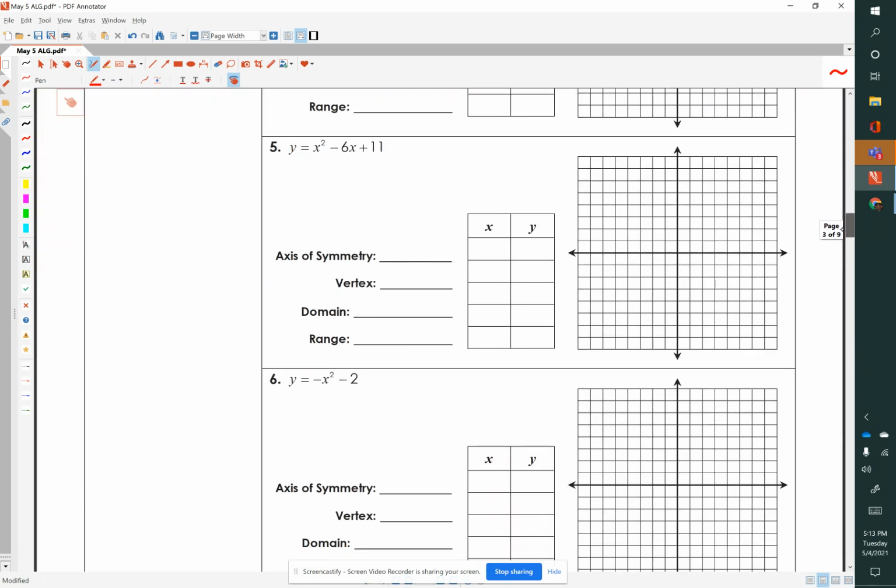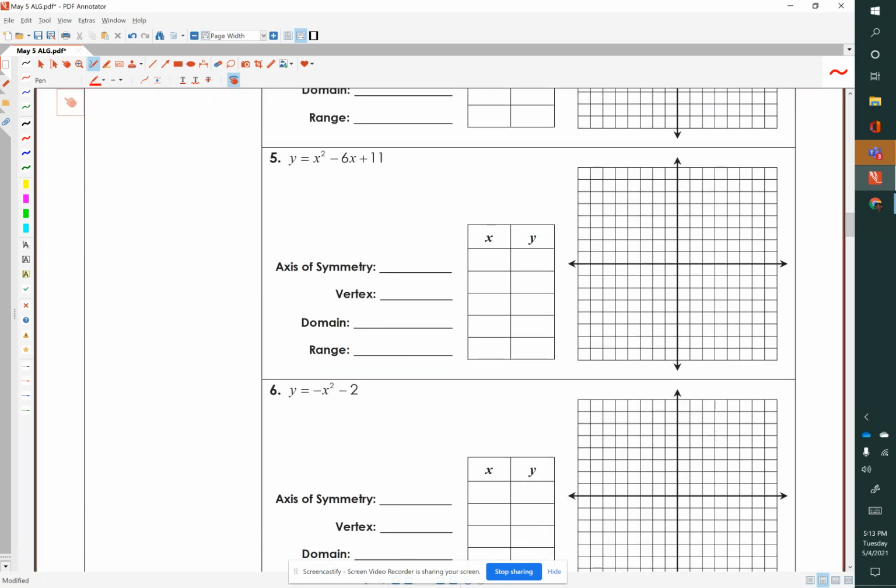I believe we are on number 5 at this point. So we're using the strategy of first we find the axis of symmetry. After we find the axis of symmetry, we determine the vertex. Then we make a table of values, starting with our vertex in the center of the table. We substitute our x values to determine the corresponding y values, and then we plot the quadratic. So we're on number 5, y equals x squared minus 6x plus 11.